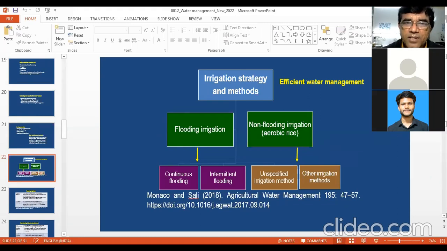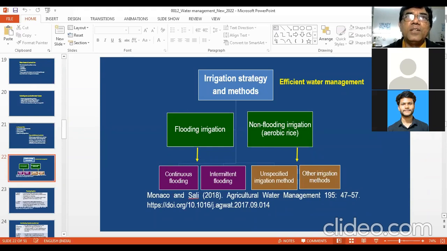If you see flooding irrigation, flooding, as you understand, means you just indiscriminately apply water to the field and impound water of 5 to 7 or 8 centimeters in the field. That is your flooding irrigation. Flooding can be of two kinds. One is continuous flooding, which means your soils always have standing water in the field. That is your continuous flooding.